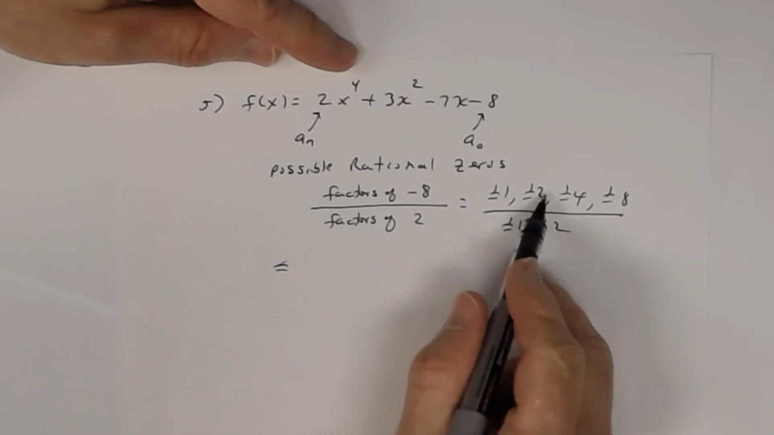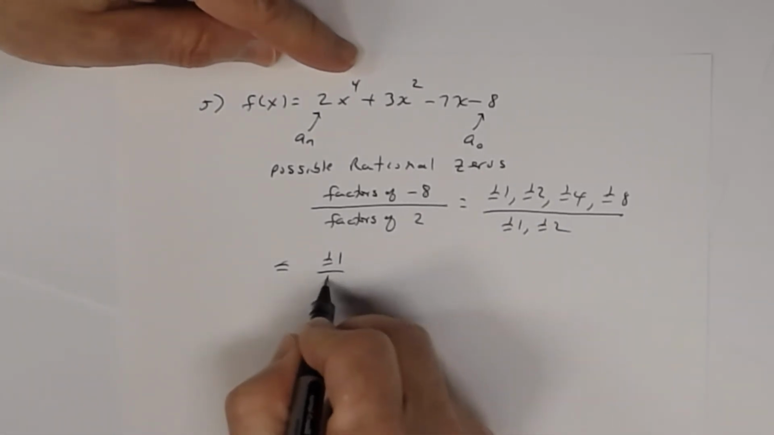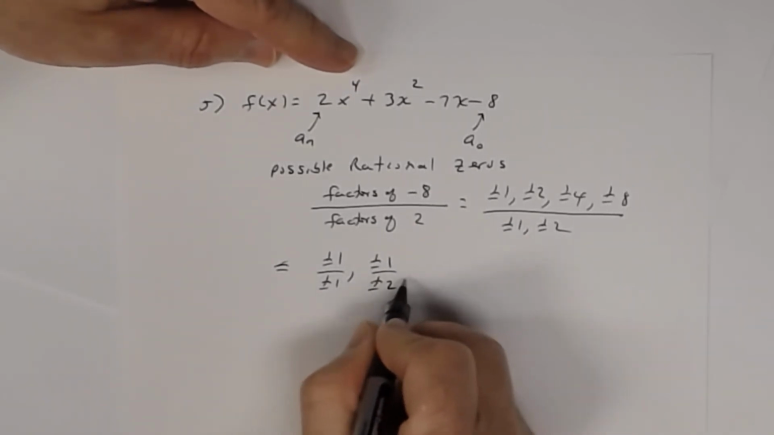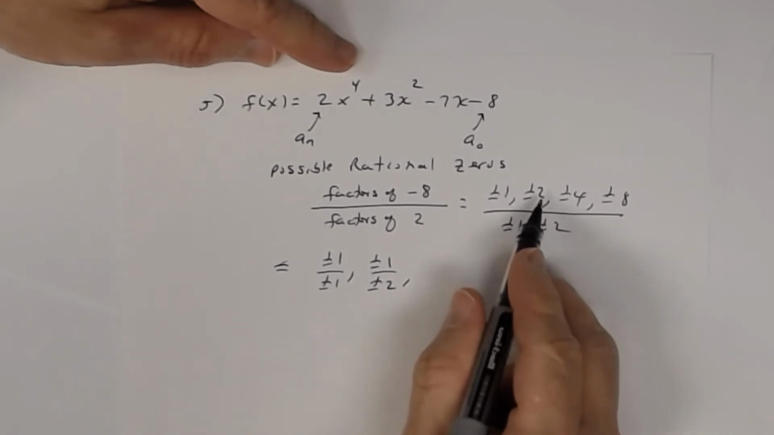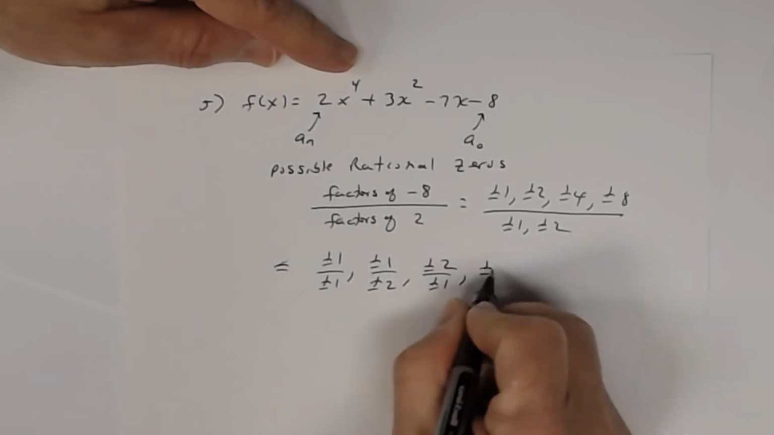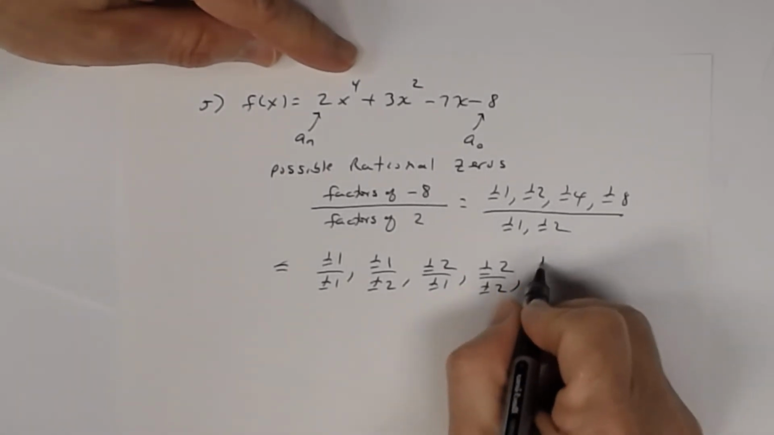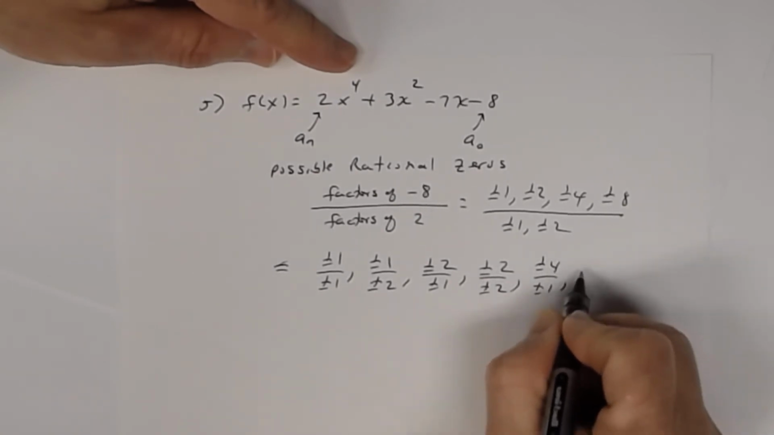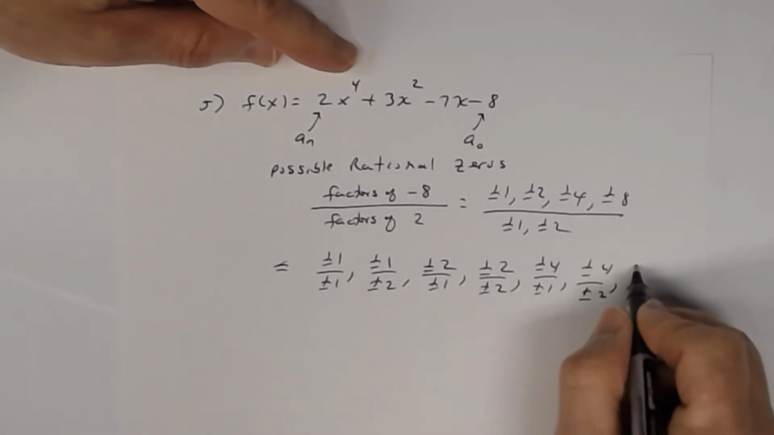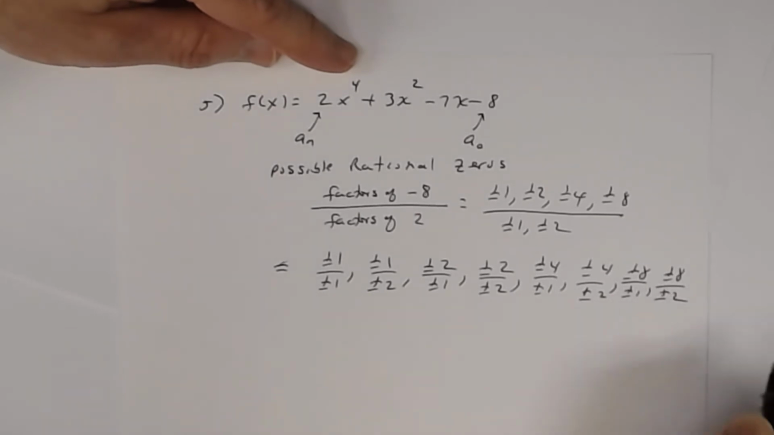All right, so let's go ahead and list them. We're going to take each of these divided by each of these. So plus or minus 1 divided by plus or minus 1, plus or minus 1 divided by plus or minus 2. Then plus or minus 2 divided by plus or minus 1, plus or minus 2 divided by plus or minus 2. Plus or minus 4 divided by plus or minus 1, plus or minus 4 divided by plus or minus 2. And plus or minus 8 divided by plus or minus 1, plus or minus 8 divided by plus or minus 2.